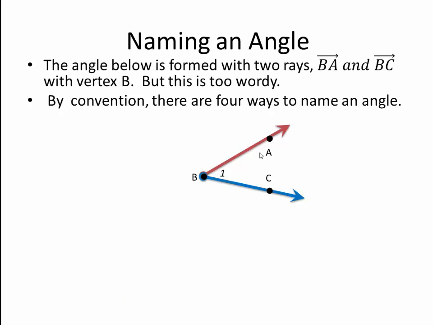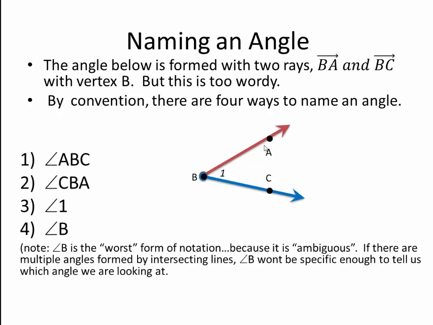When we name an angle, we have to have some information expressed within the picture. We could say that the angle is formed with two rays, ray BA and ray BC, with vertex B, but that's just too wordy. There's too much stuff going on there to really make it clear. So instead, by convention, by agreement, we've agreed that there are four ways to name an angle. We begin with a point on the angle, on one of the rays, and then visually draw it to the vertex, and then to the other ray, to another point on the second one.